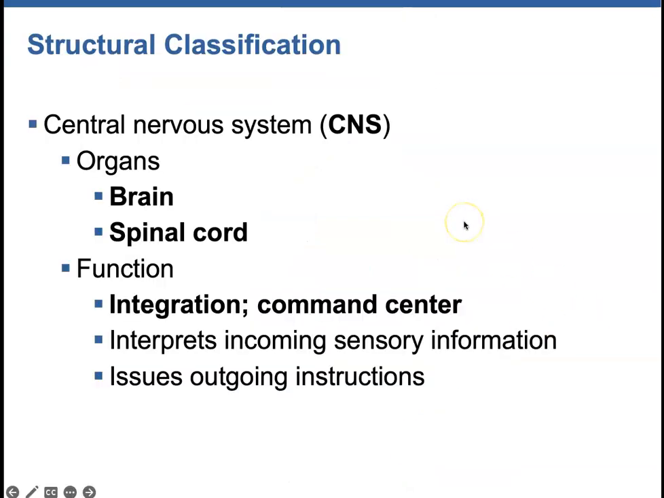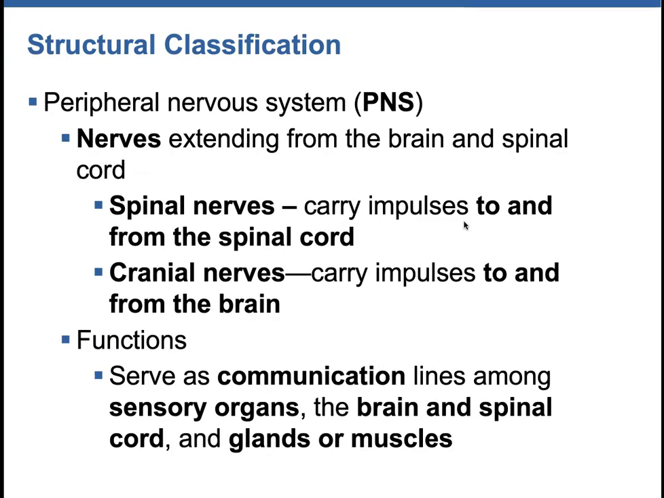So structurally, our central nervous system is made up of our brain and our spinal cord. And again, that is going to be your integrating, your command center that is going to regulate everything.